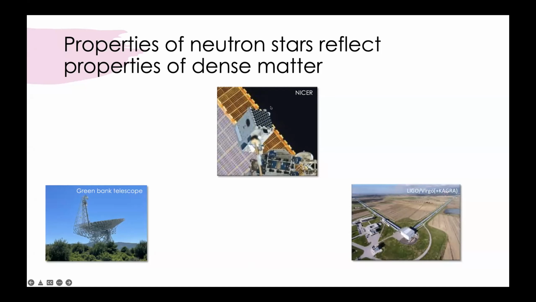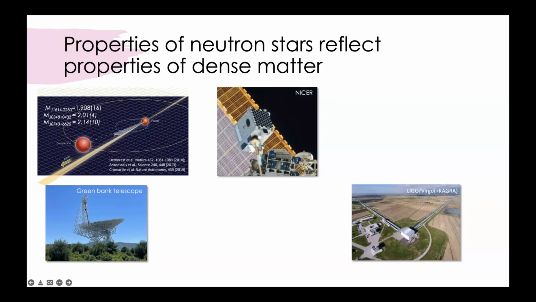Here are radio telescopes, X-ray telescopes, and gravitational wave detectors. From the radio side, what is the most important thing from the equation of state point of view is the discovery of very high mass stars. There are stars whose masses are around 2 solar masses, and they immediately tell us a story about the equation of state, because the equation of state has to be stiff enough. The matter needs to be incompressible enough so that these very massive stars don't become unstable.